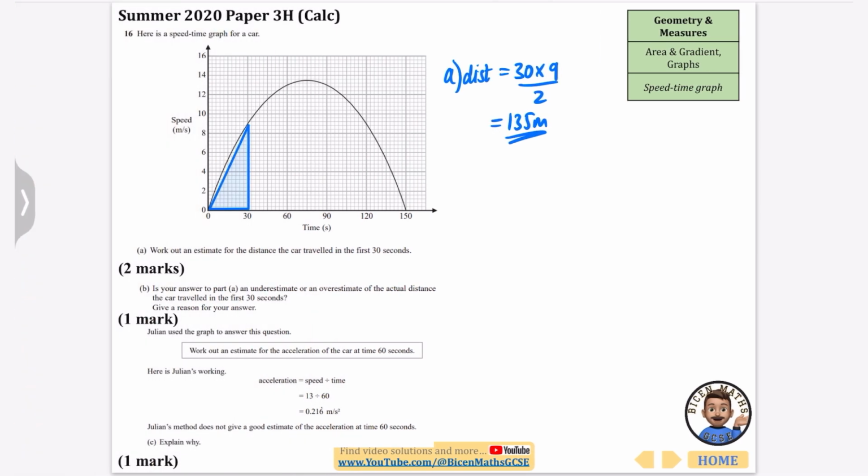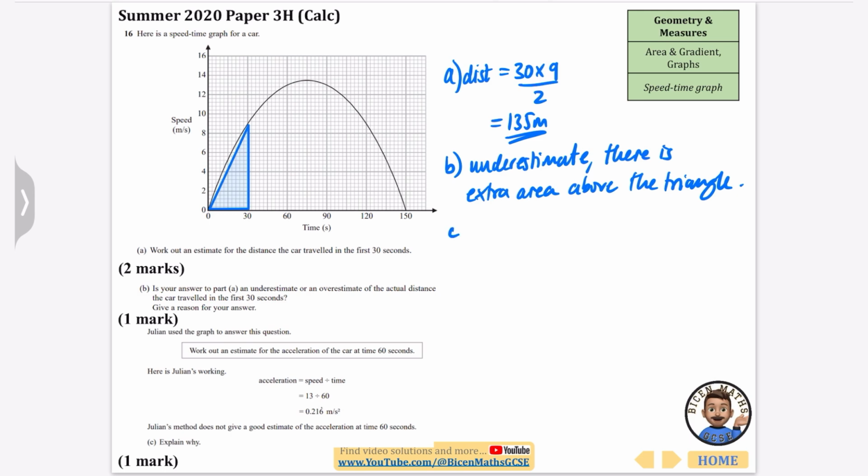And now we're going to see what it says for part B. It says, is the answer an overestimate or an underestimate? Give a reason. So ours is an underestimate because there's extra area we haven't accounted for. Underestimate, there is extra area above the triangle that we haven't taken account of.